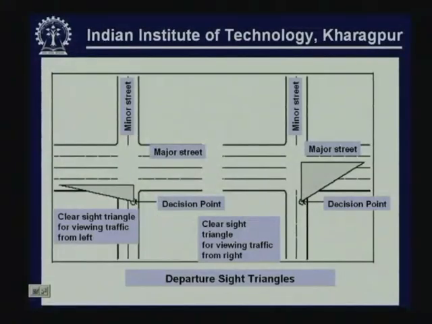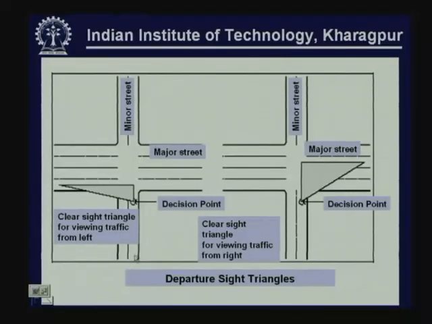Now, look at this sketch. The concept of departure side triangle is explained here. It is similar to the concept of approach side triangle, except the vehicle is a stopped vehicle from the minor road. Therefore, normally the required area, triangular area or the side triangle dimension may be different.